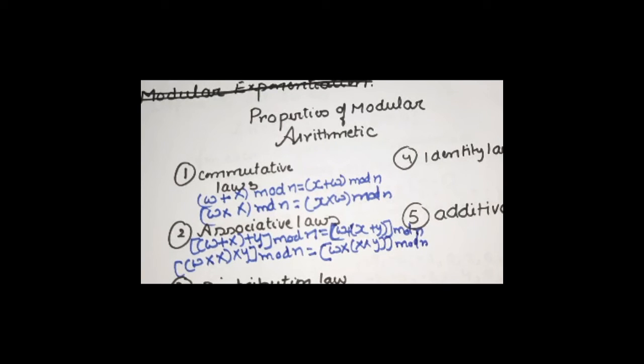This is the associative law. Now the distributive law is when you can write W times X plus Y, whole mod n, as equal to W times X plus W times Y, mod n. You can distribute W into X and Y. Right, this is the distributive law.